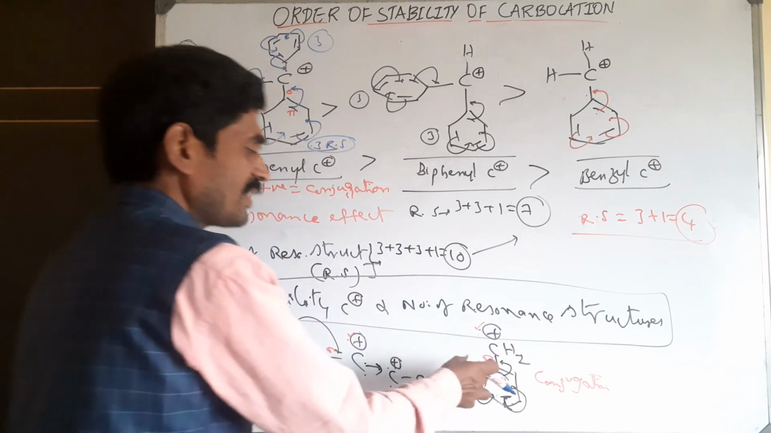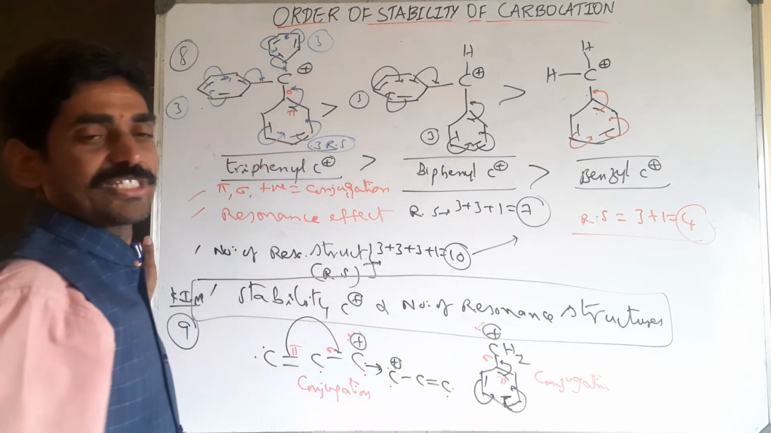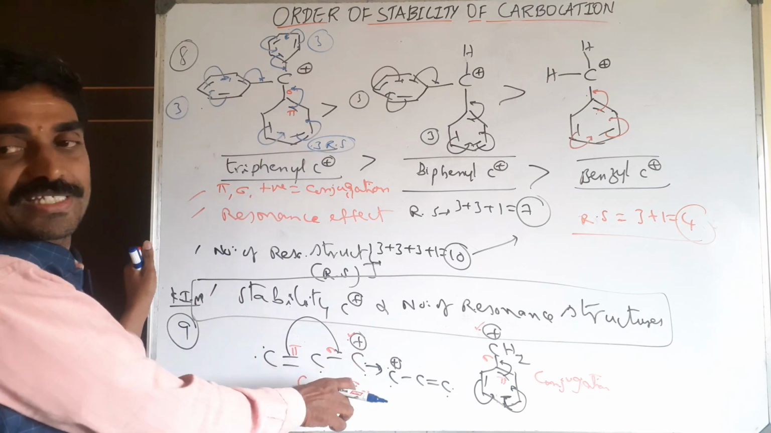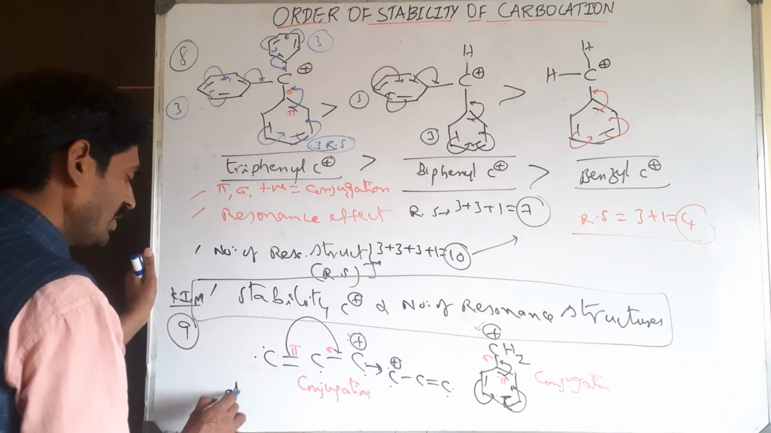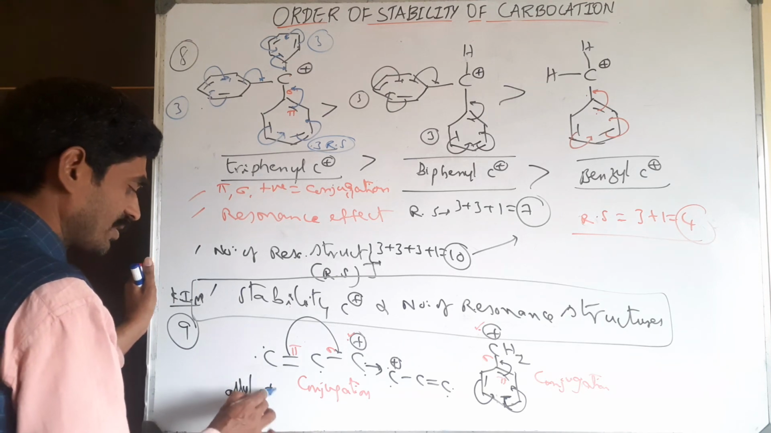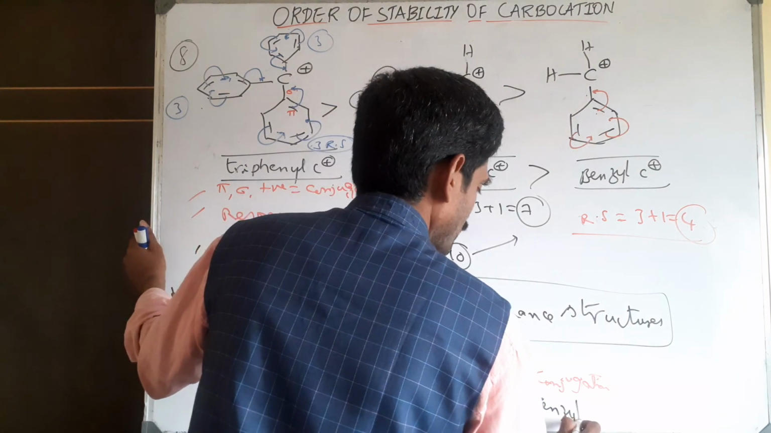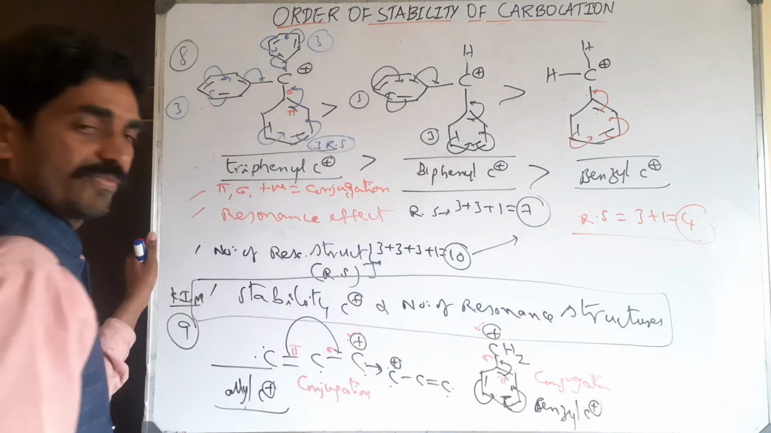Because of that, you will get this. So here the pi electrons are migrated along the length of the carbon chain. Here extended resonance takes place, but minimum resonance takes place in allyl. So in the case of allyl carbocation, the resonance, and also in the case of benzyl cation, which is more stable?